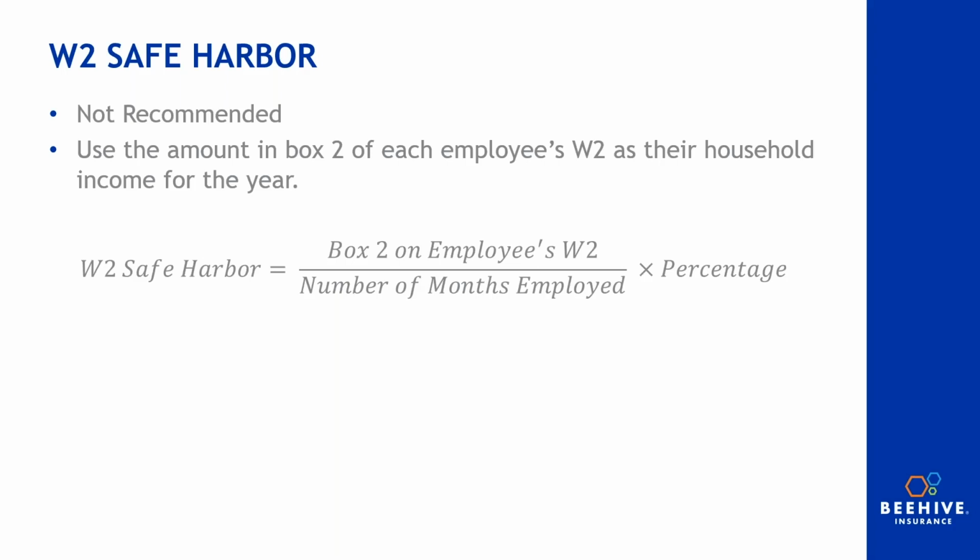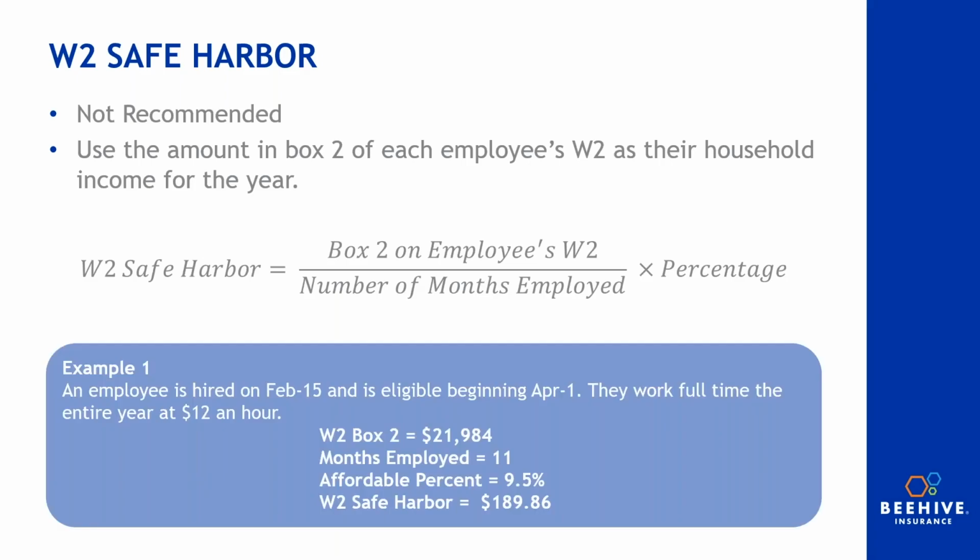Let's do a couple of examples for the W-2 safe harbor. The first example, we have an employee who is hired on February 15th, and they are eligible for benefits beginning April 1st. This is a waiting period, first of the month, after or coinciding with 30 days, a reasonable waiting period. They work full-time, 40 hours per week, the entire year at $12 an hour.